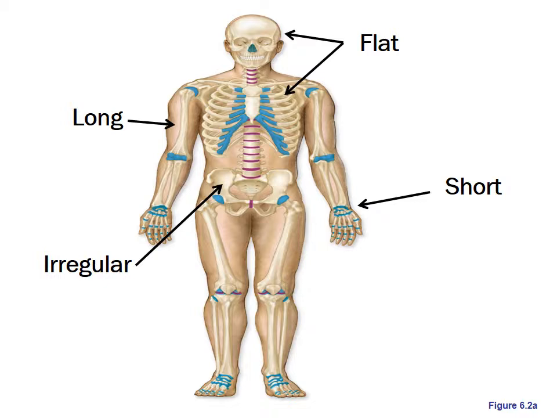Short bones are as long as they are wide and have no central cavity. If these were cells, we would say they are cuboidal. The bones of your wrists and ankles are examples. Irregular bones do not fit into another category. You can consider this classification a junk drawer of sorts. The vertebrae would fall under this category.